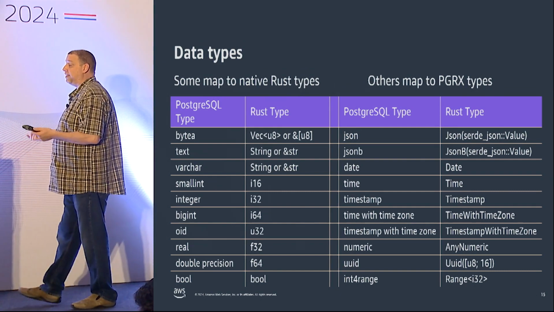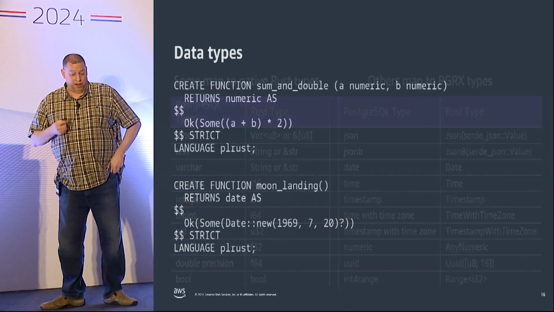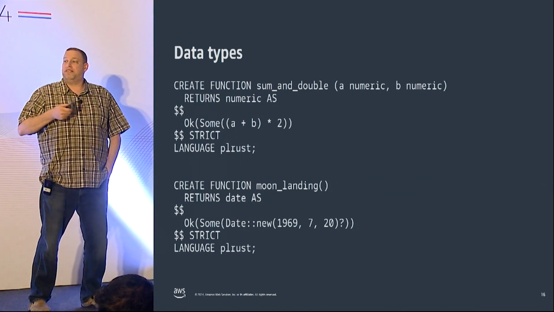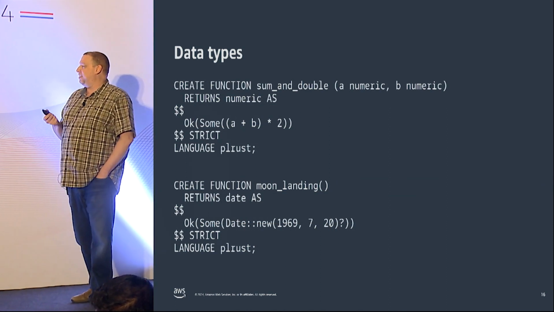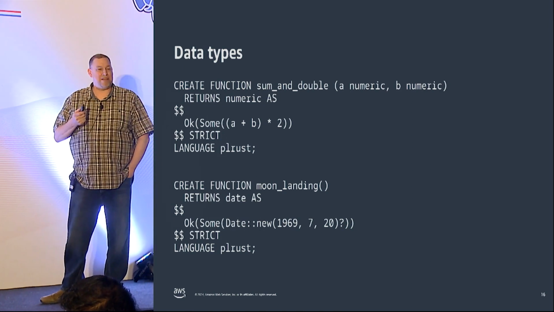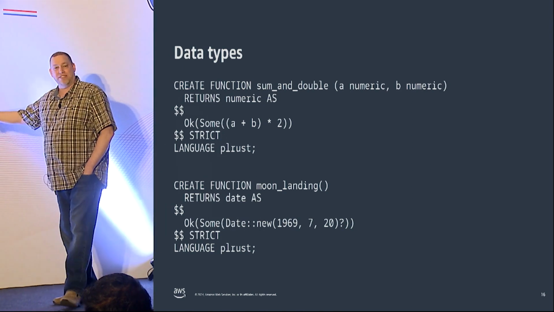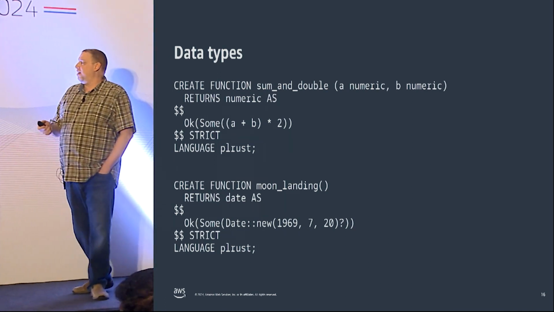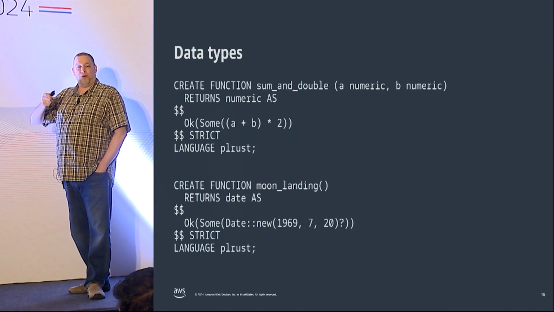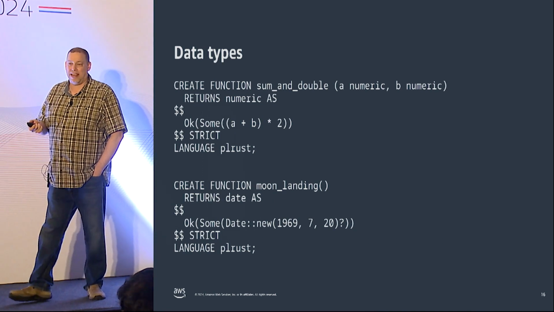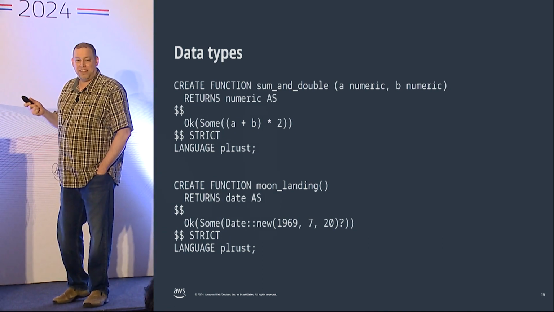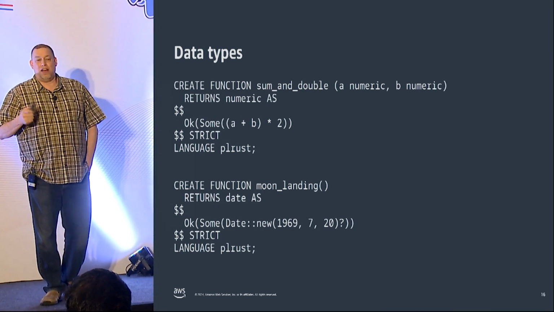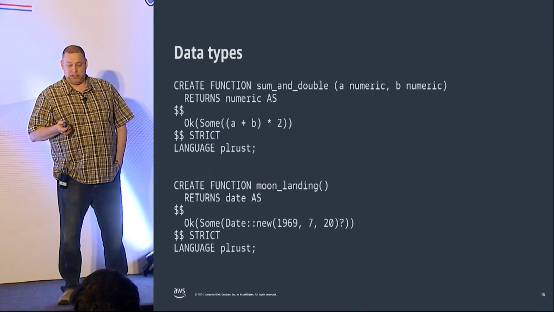Others are brand new, like dates. So things like numeric. Numeric is a different data type inside of Postgres, right? Because it can handle 131,000 digits, huge numbers, right? So it's not equivalent to Oracle with a number data type, which has 38 digits. Right? It's much, much bigger. So it really maps to any numeric data type into PGRX.